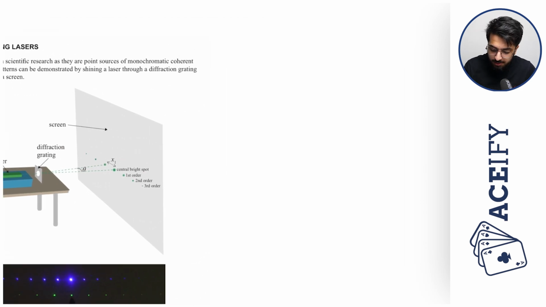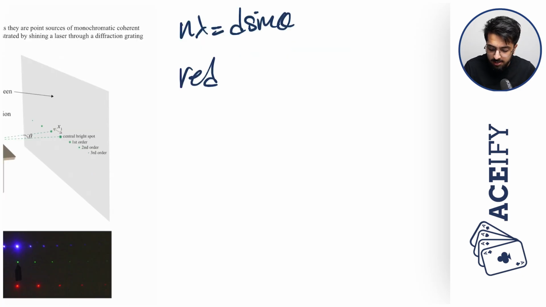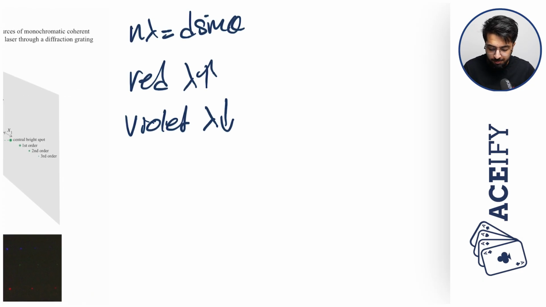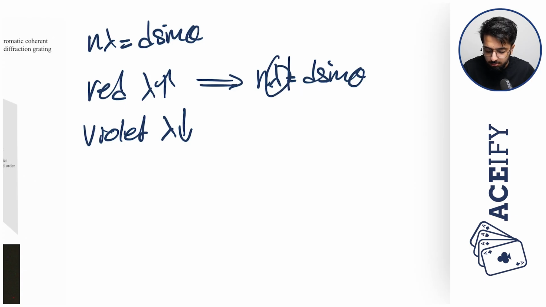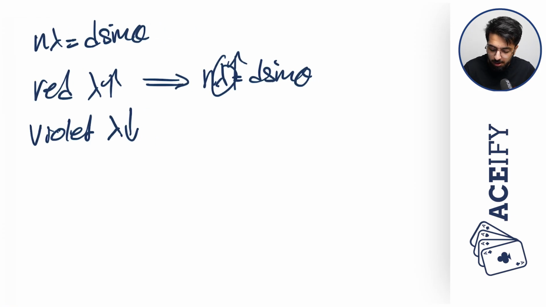Alright, so we know that n lambda is equal to d sine theta. Okay, and we should also know that red light has a greater wavelength when you compare it to violet light, which has a shorter wavelength, okay? And so therefore, if we use our equation, n lambda is equal to d sine theta, as they are shown through the exact same diffraction grating, our d value is going to be the same, and so therefore if our lambda value is greater for our red light, therefore our theta value must be greater, and so our maxima are further apart.